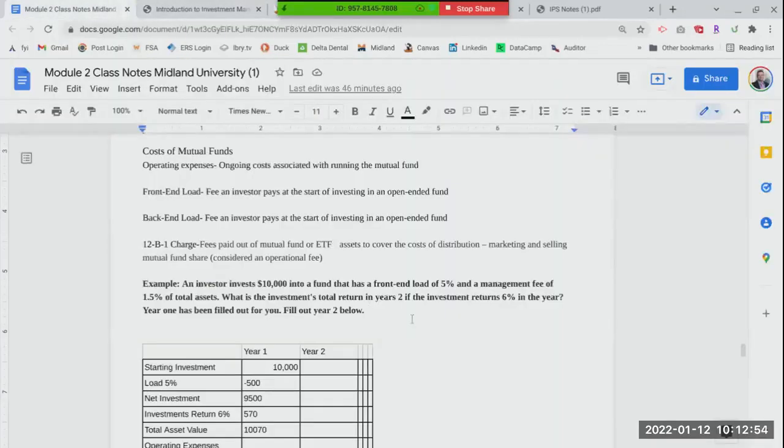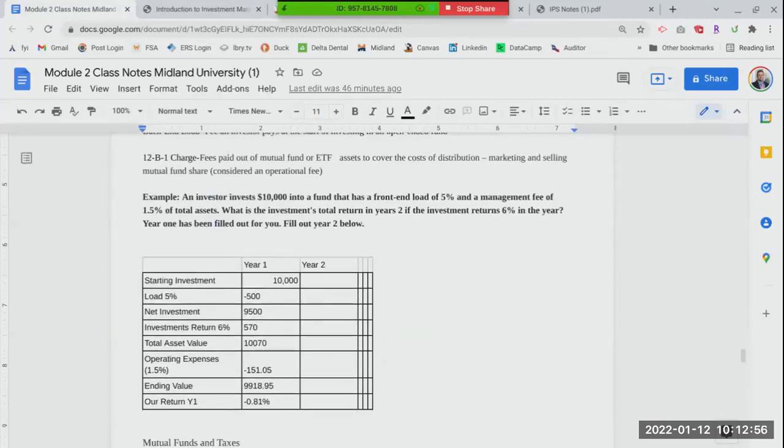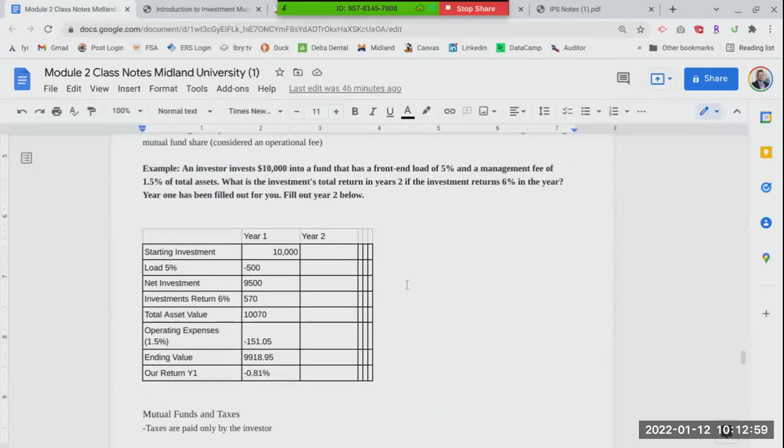And so let's jump over here and work an example so that you can see just how quickly fees can eat into your returns. Example: an investor invests $10,000 into a fund that has a front-ended load of 5% and a management fee of 1.5% of total assets. What is the investment's total return in 2 years if the investment returns 6% in the year? Year one has been filled out for you. Fill out year two.